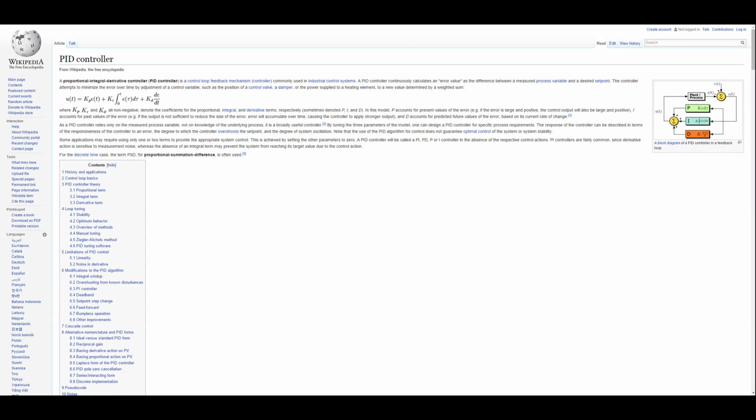If you Google, you quite often find the expression PID controller. What is this? How does it work? PID stands for proportional, integral, and derivative.